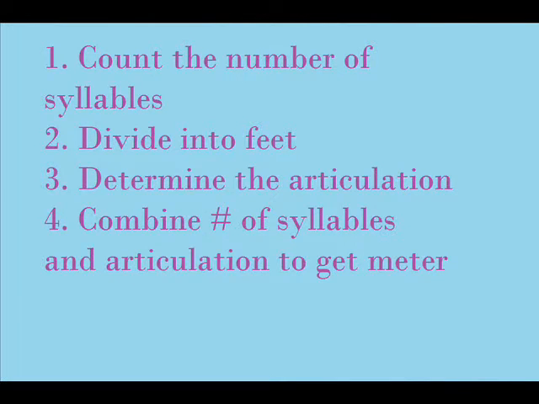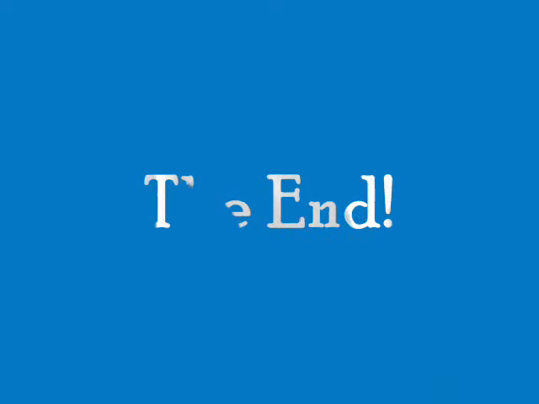So to review, to do a scansion, first you count the number of syllables and write that at the end of the line. Then you divide the line into feet, which are sets of 2 syllables. Then you determine the articulation by determining which syllables are unaccented or accented based on our normal way of speaking. And then you put the number of syllables in the line and the articulation together to figure out what meter you're in. And that's it. Thank you.